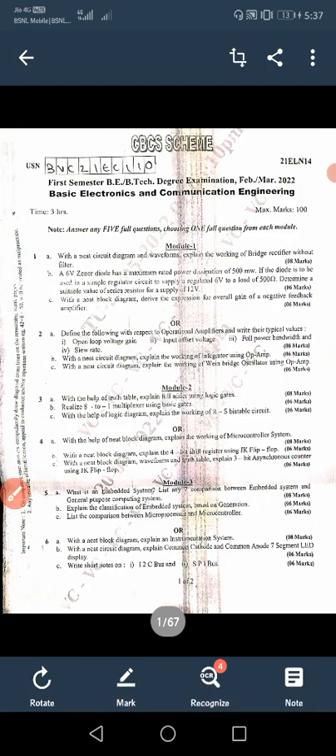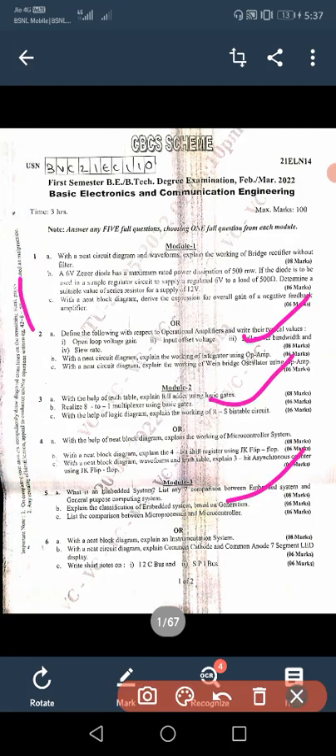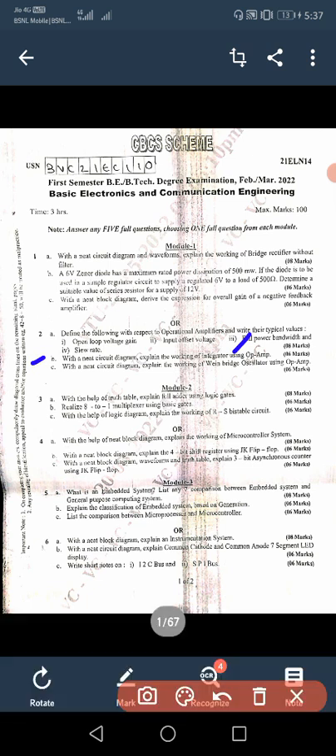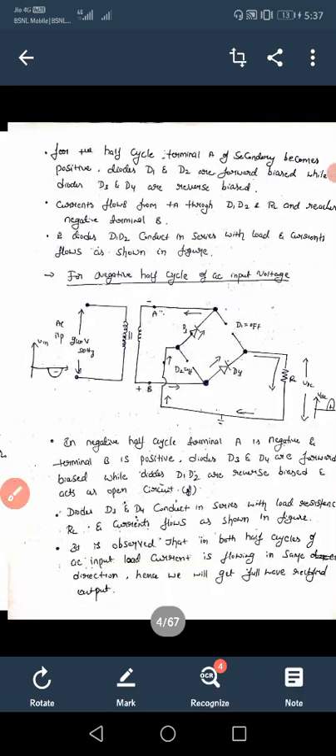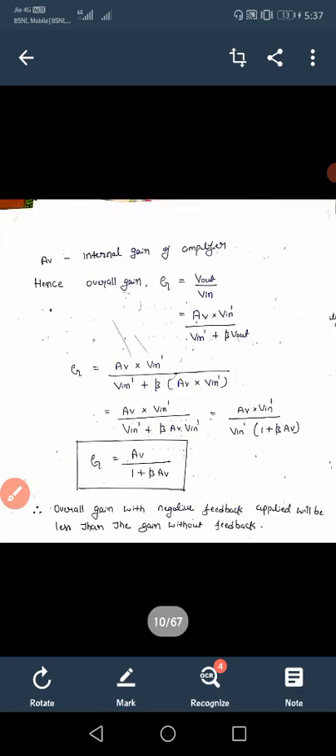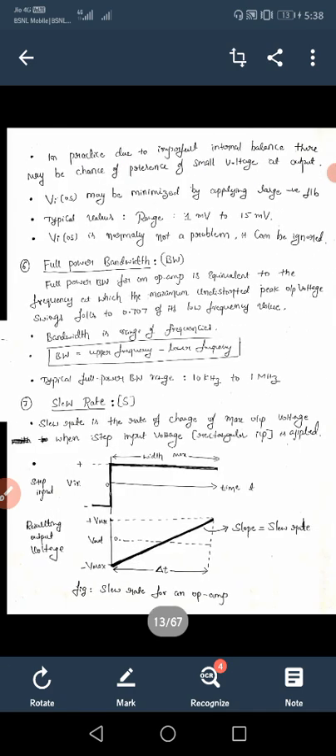Next, with the scheme I am telling you, this is how you will get the marks. You can note it down if you want. Next, 2B: with a neat circuit diagram, explain the working of an integrator using op-amp. 6 marks they have given. Let's see. Integrator with op-amp. And also they have given the typical values. So these are the typical values.